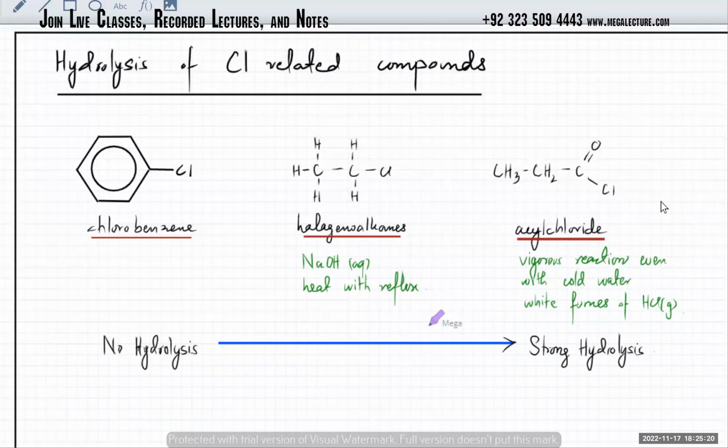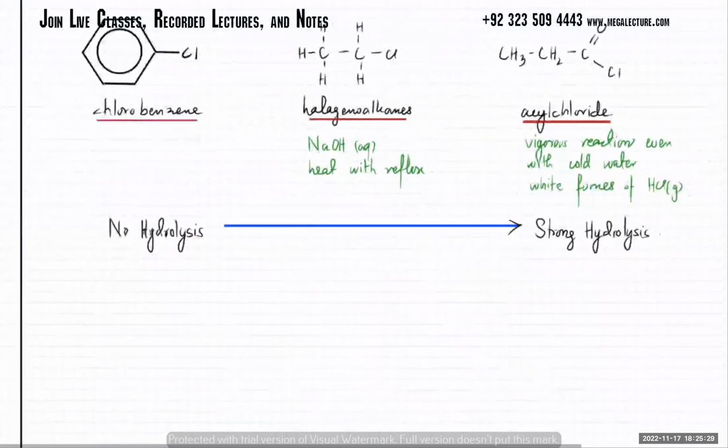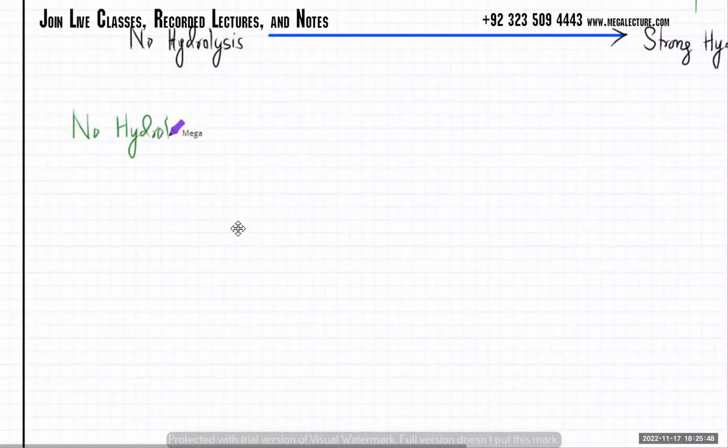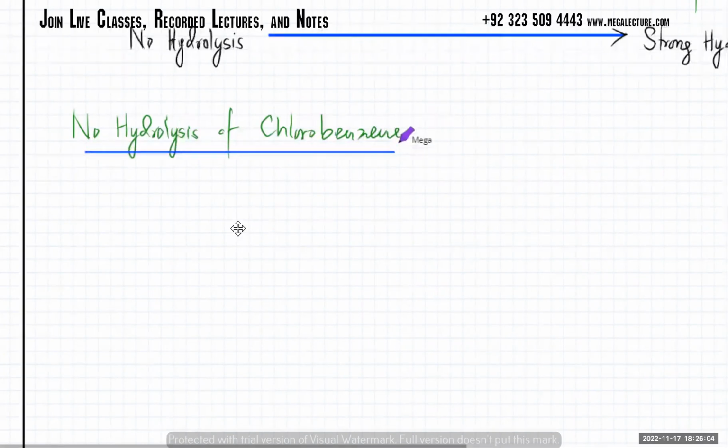So one by one, they're going to ask you about okay, why is one not hydrolyzing and why is the other one hydrolyzing rapidly. So one by one, we're going to talk about okay, what's going on. So the first one, we're going to start with this thing कि ये इसको क्या मसला है. तो no hydrolysis of chlorobenzene. So why is that?